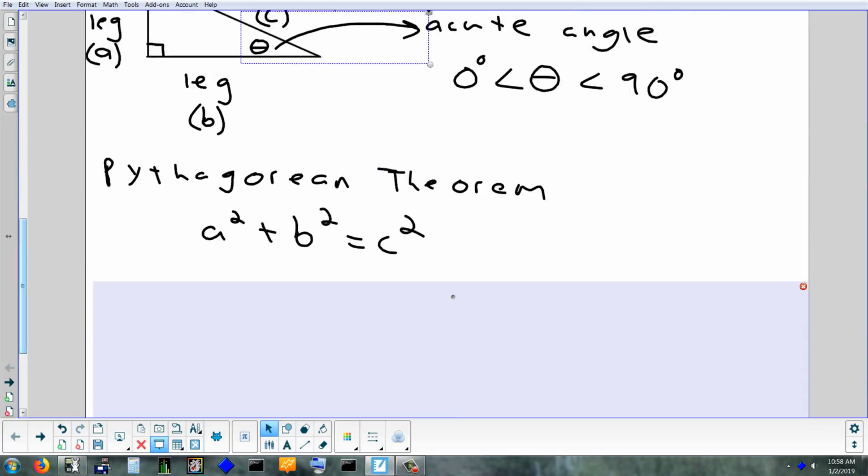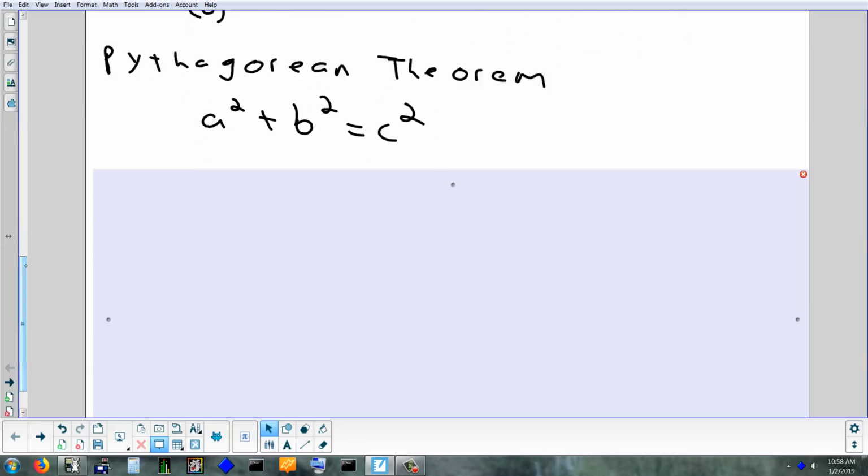Well, first, a and b, and I kind of had it up in the picture that's half off the screen, a and b refer to the two sides that are the what? The legs. And c? c refers to the hypotenuse. So the idea of the Pythagorean theorem is if you square a leg, square another leg, and add them up, it equals the hypotenuse squared. But we'll look at why.